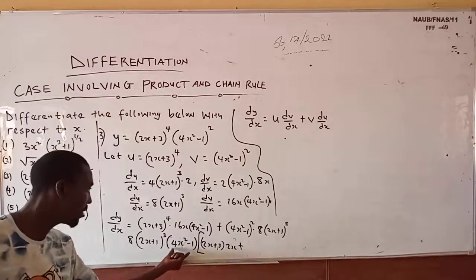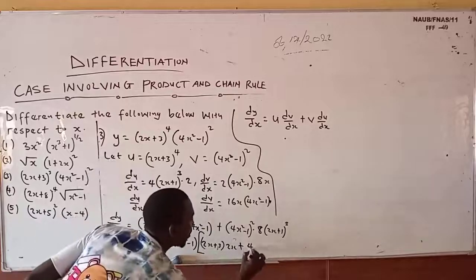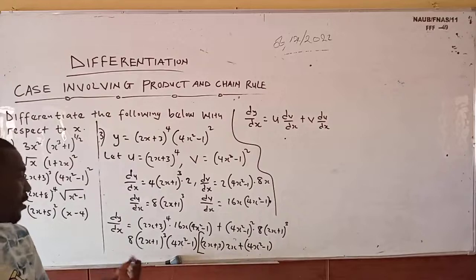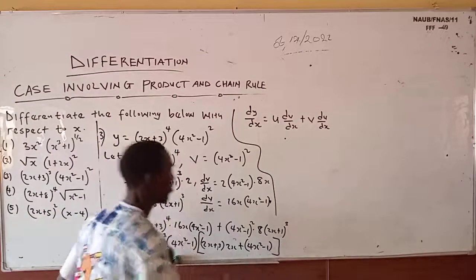Now we factor out this. On this side we'll be left with one of this here. So we'll be having 4s squared minus 1. We factor out 8. 8 is out. What of this? This one too is out. So this everything will be left with.